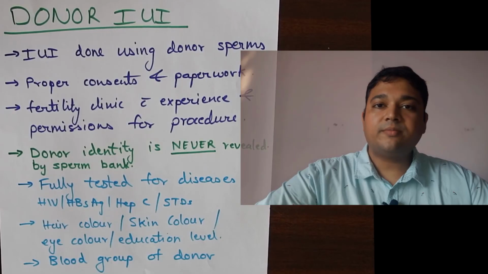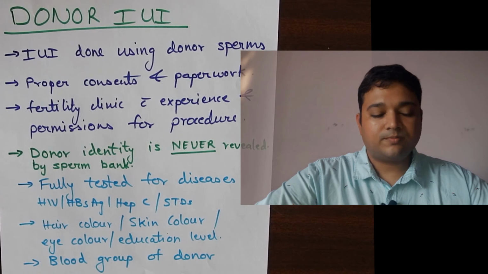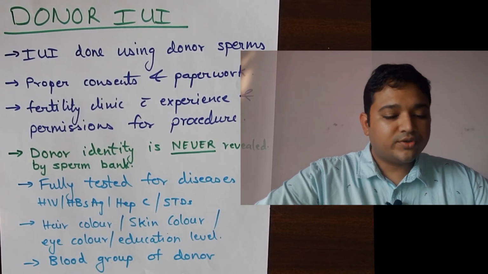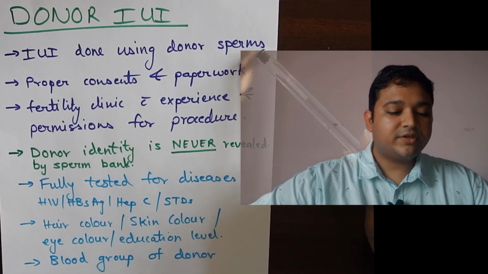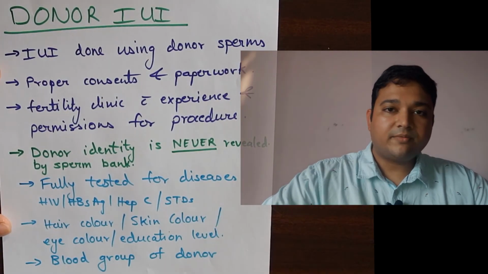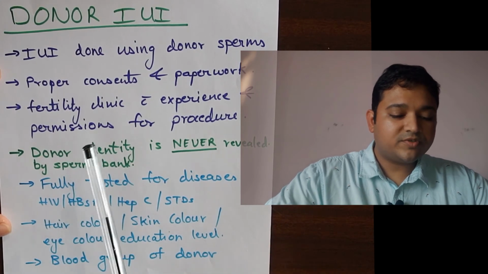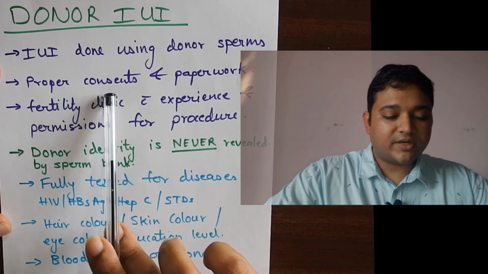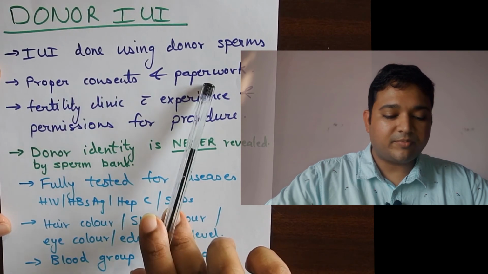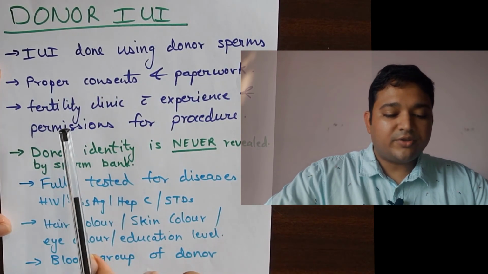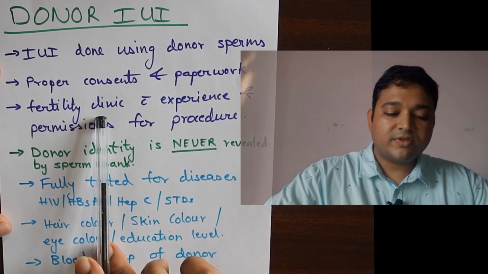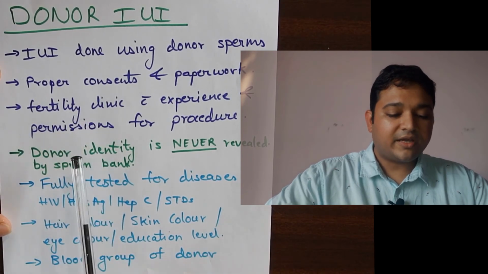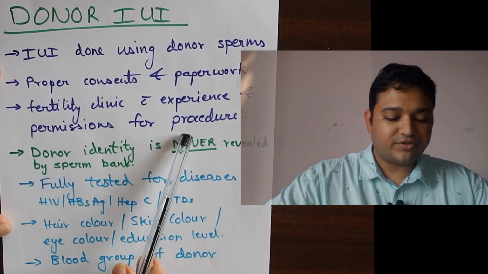So now we are coming to the bonus topic of the day, that is donor IUI and donor sperms. So what is donor IUI? IUI done using donor sperms is simply called donor IUI. We recommend that IUI with donor sperms be done only after proper consents, counseling and paperwork. Also, IUI with donor sperm should be done in a clinic with great experience with handling donor IUIs and which has the due permissions for the procedure.